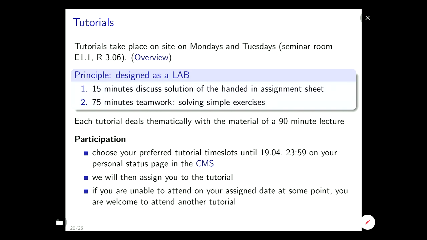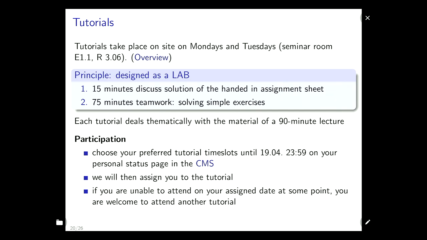The idea is to engage you, to really make you work on the stuff, because, don't underestimate that, you won't understand this stuff by just staring at slides or staring at videos. It's really important in all of computer science and math as well. You have to try to apply the stuff. So we really invite you to go to the tutorials and make use of that.